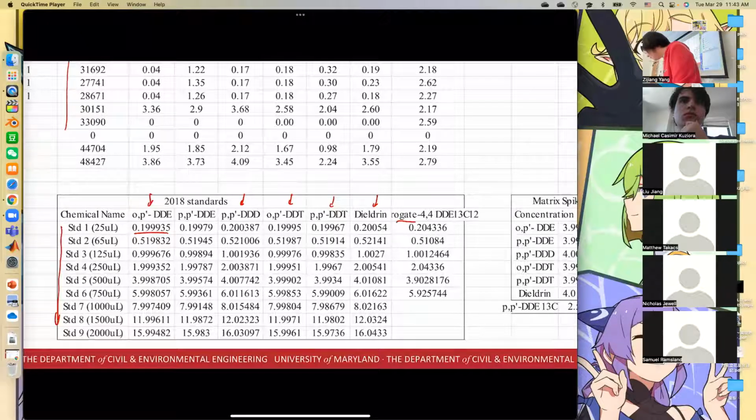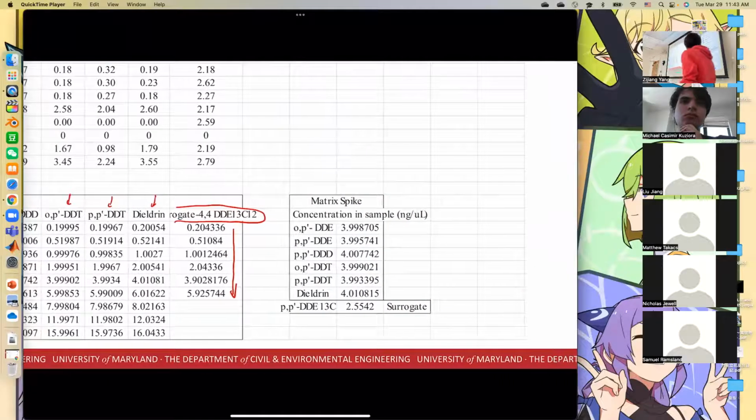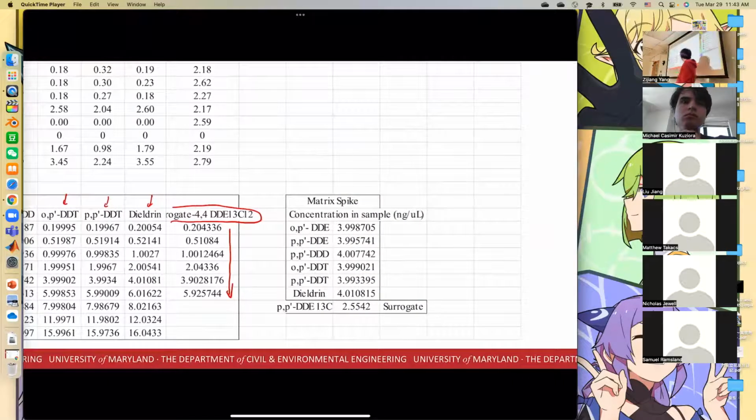And this is a standard of the surrogate, like C13 of the DDE. And these are the concentrations of the internal standards of the surrogate. On the right side, here shows the matrix spike or the surrogate spike, which are the known concentrations that we added to the sample. So this is a matrix spike of DDE and for the different chemicals. And this is the surrogate spike concentration of this DDE C13.